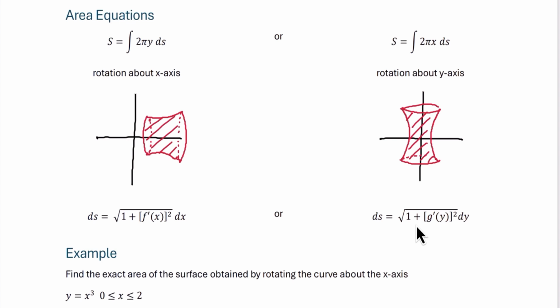In the next video, we'll look at rotations around the y-axis. For that formula, we use s equals the integral of 2 pi x ds. And again, we have options on which ds formula we want to use.